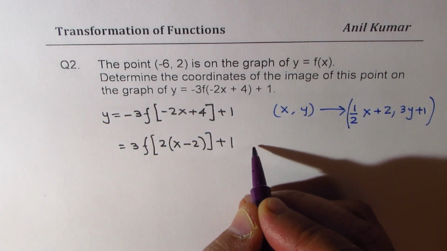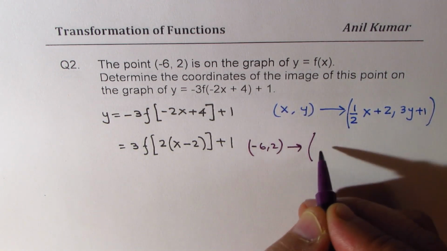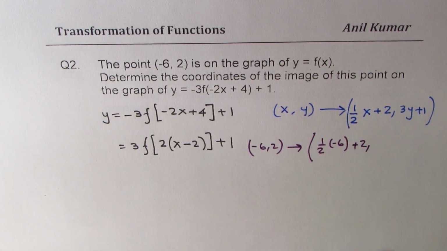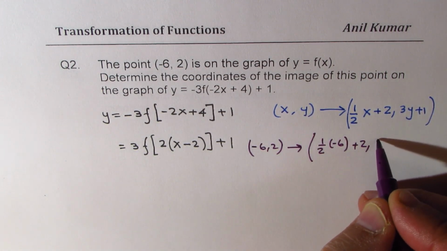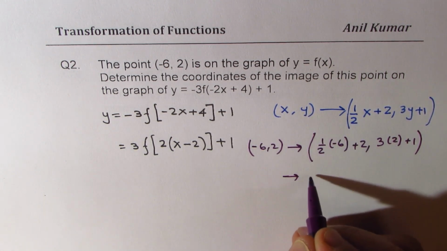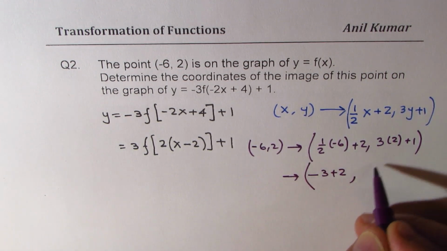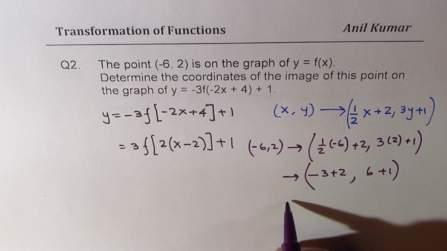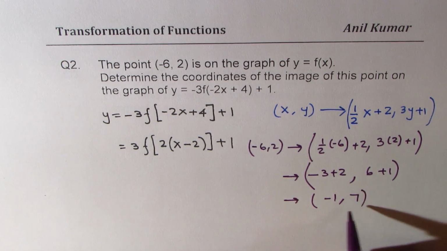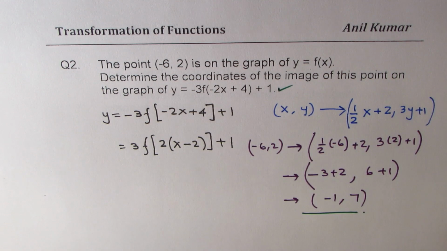So starting with (-6, 2), what do we get? We get half of -6 plus 2 as far as the x value is concerned. For the y value, 3 times 2 plus 1, right? So that gives you -3 + 2 for the x value, and for the y value we get 6 + 1. So what we get here is (-1, 7). So (-1, 7) is the image point on the given function.